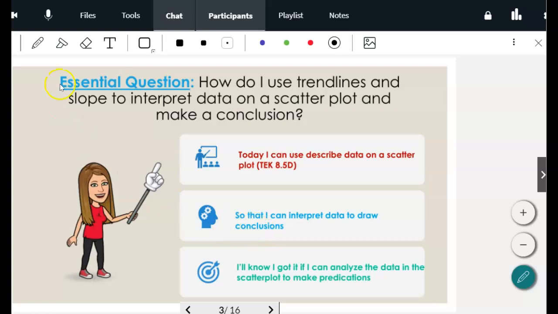So today's lesson is on trend lines. Our essential question: how do I use trend lines and slope to interpret data on a scatter plot and make a conclusion? Today I can use or describe data on a scatter plot so that I can interpret data to draw conclusions.